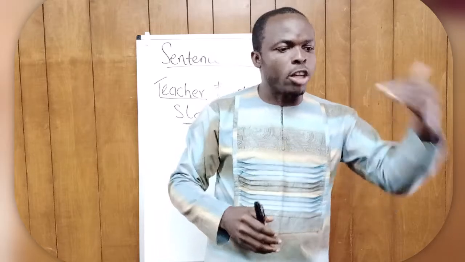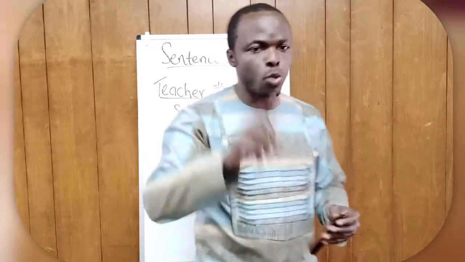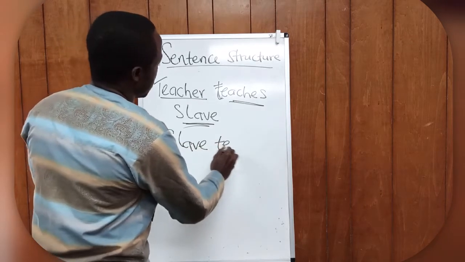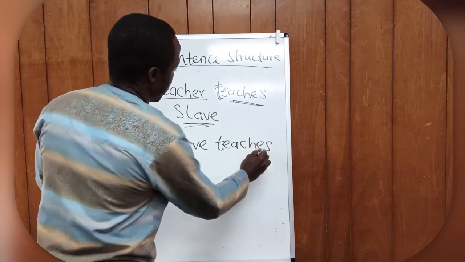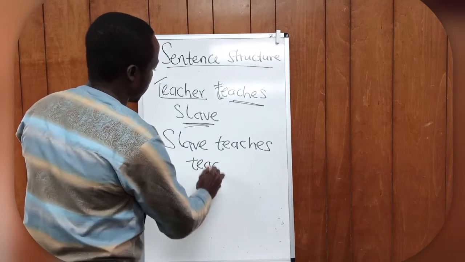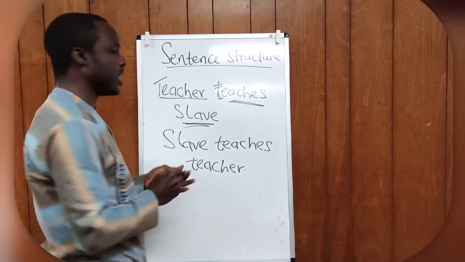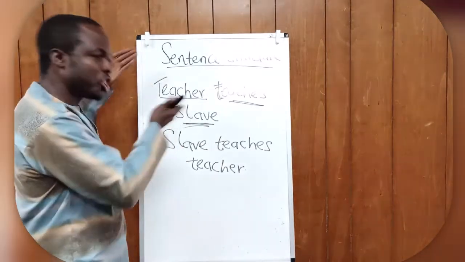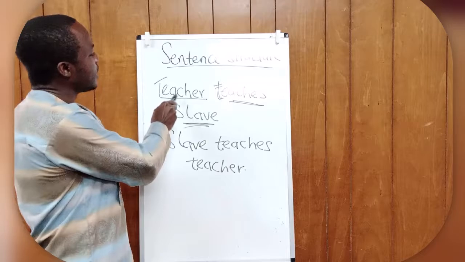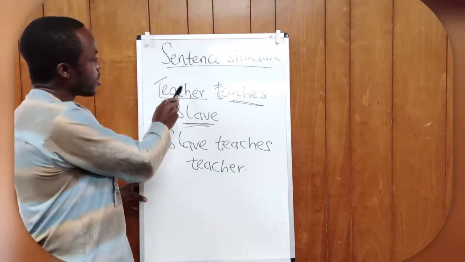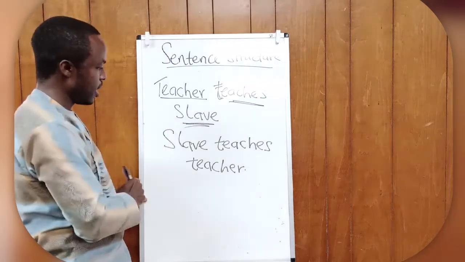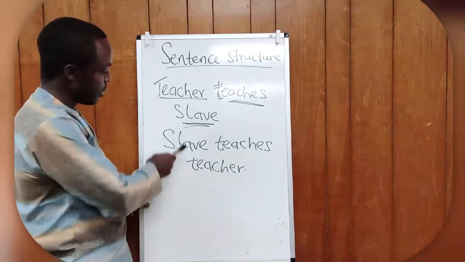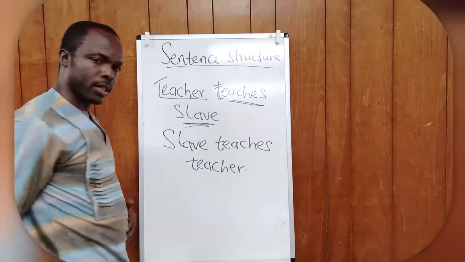Now, if the order of the words is reversed, it will become slave teaches teacher. Evidently, you will agree with me that the meaning of the sentence changed drastically. The first one, teacher teaches slave: subject, verb, direct object. Here, the sentence is reversed: slave teaches teacher: subject, verb, direct object.